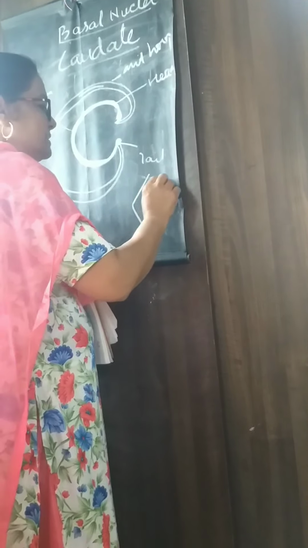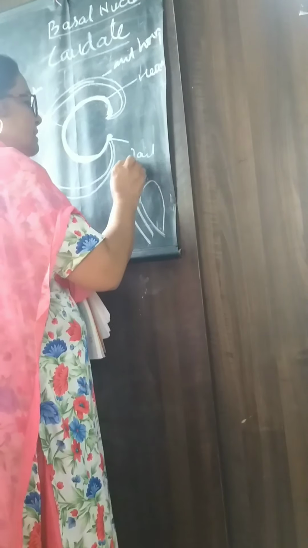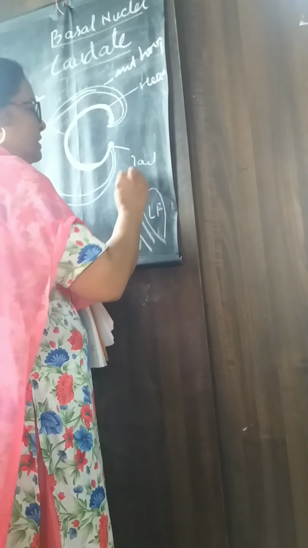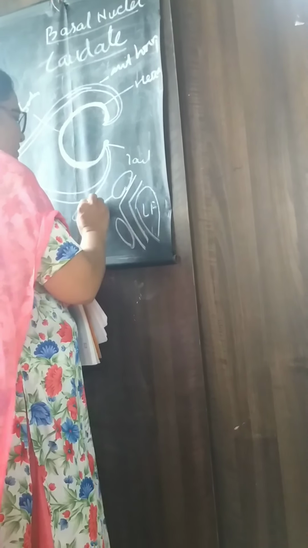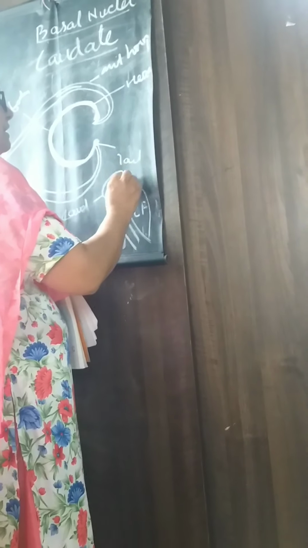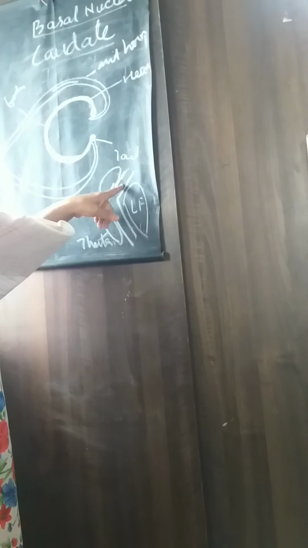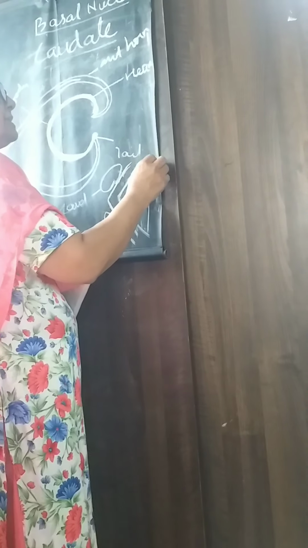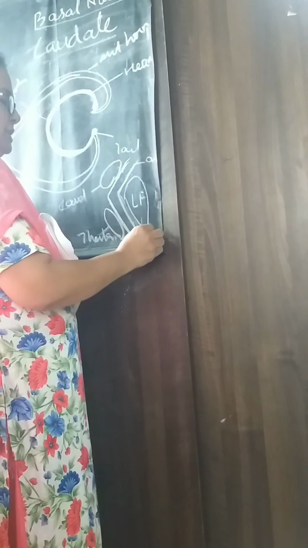Now see, this is the internal capsule. Here is the lentiform nucleus, here is the caudate nucleus, and here is the thalamus. So what is the medial wall of the anterior limb of the internal capsule? This is the anterior limb, this is the posterior limb, and this is the genu, where the two limbs meet at a bend.